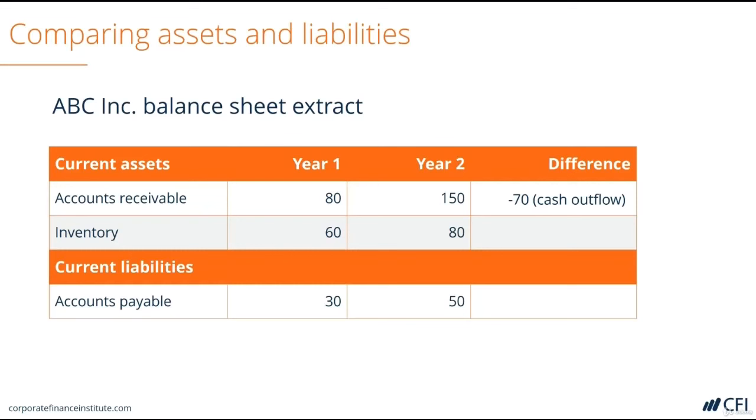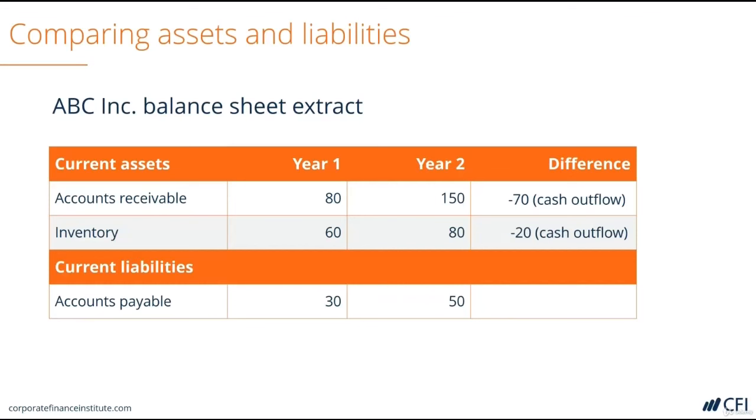Moving on to inventory, the company's inventory balance increased from 60 to 80. The difference of 20 is also shown as a cash outflow, with similar logic to accounts receivable. If a company has a higher inventory balance, it has more cash that's been tied up in inventory and has not been sold yet, so it's also a drain on cash flow.